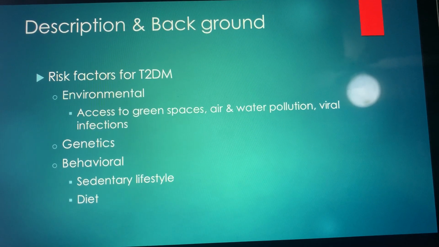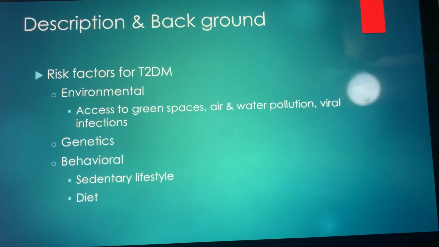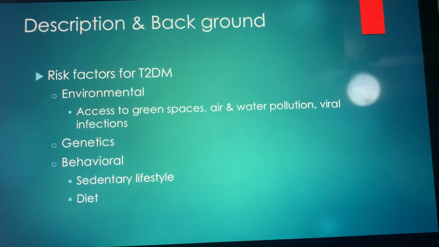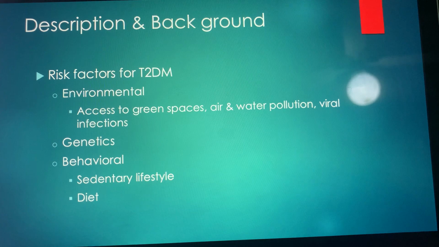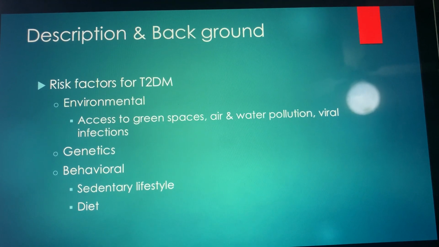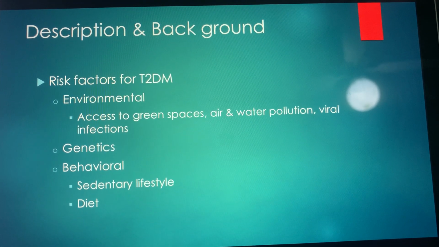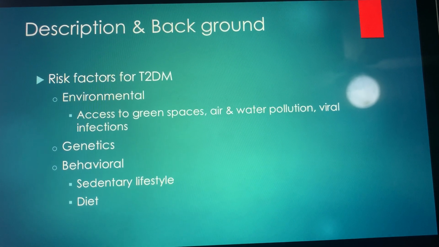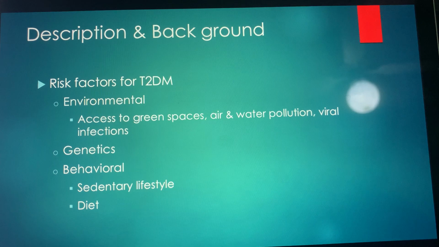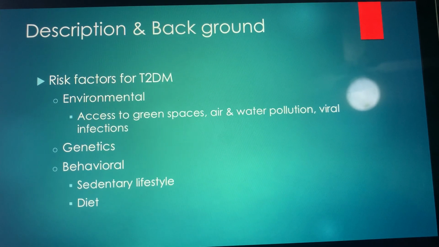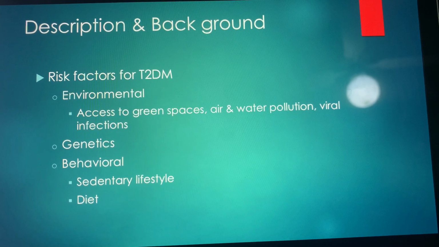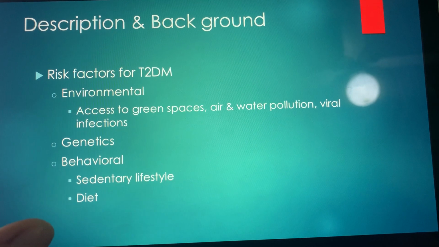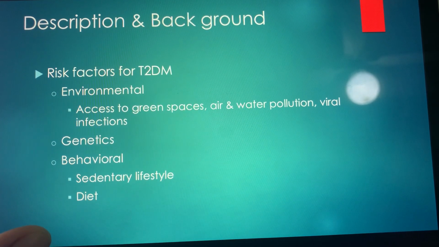What are some risk factors for type 2 diabetes? Risk factors for type 2 diabetes include environmental risk factors, such as lack of access to green spaces, air and water pollution, and a number of viral infections. Genetic predisposition is also another risk factor for type 2 diabetes. Behavioral risk factors include sedentary lifestyle and a poor diet, high in starch and sugar.